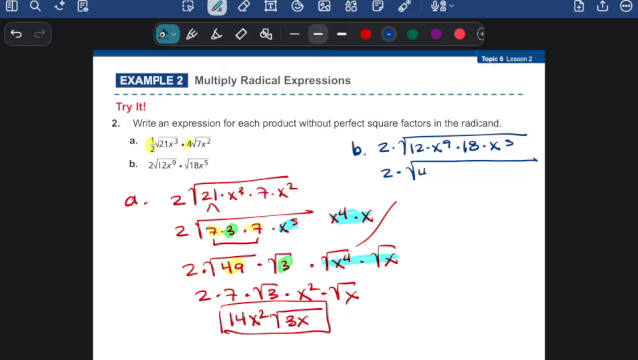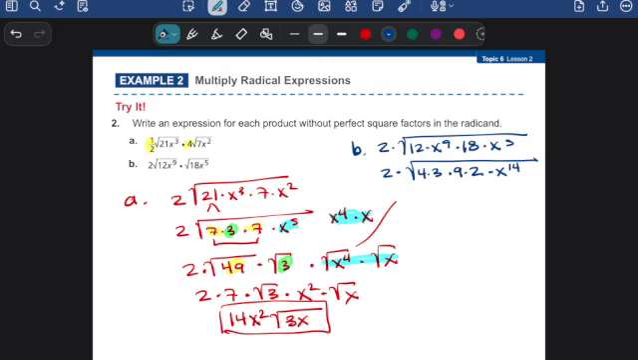12 can be broken up into 4 times 3. I like that because 4 is a perfect square. I'm going to save the x's for now. 18 can be 9 times 2. I like that because 9 is a perfect square. And what I'm actually going to do is I'm going to combine these x's because look, if I add the exponents, I get a total of x to the 14.